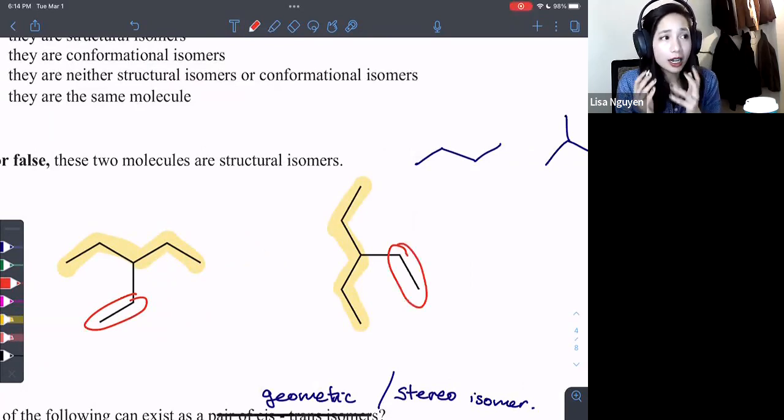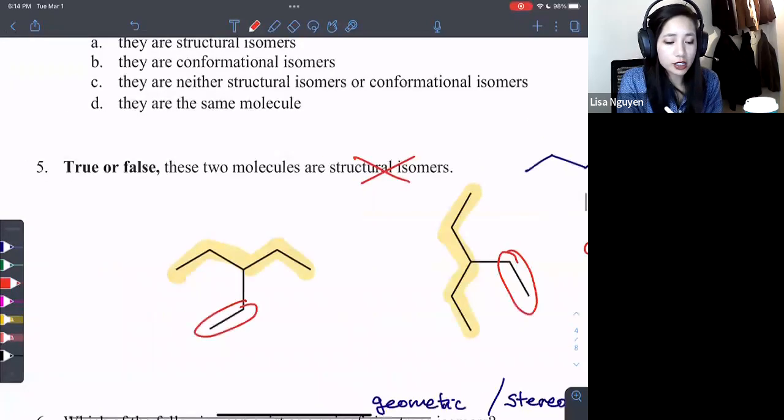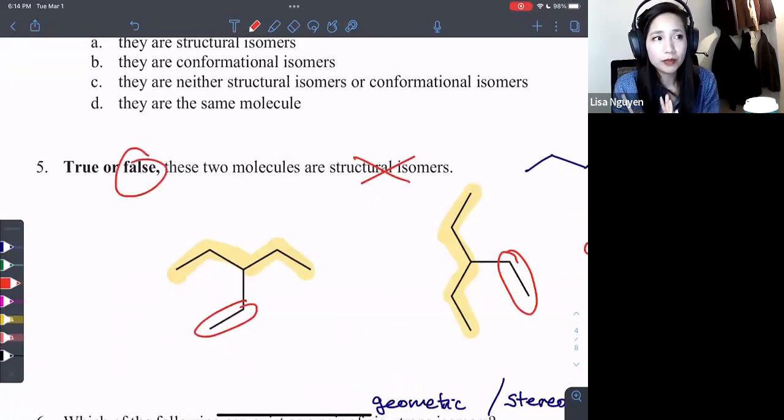So I can name it, but I see that these are actually the exact same molecule. I literally copied this molecule a second time and then rotated it. So these are actually conformational isomers. They are actually the same molecule, conformational isomers. They are not structural isomers. So this is false. These are the exact same molecule. I just rotated it. So for structural isomers, again, it's the building blocks that are put together differently, but these are the same molecule. And I got that by rotating the bonds differently.